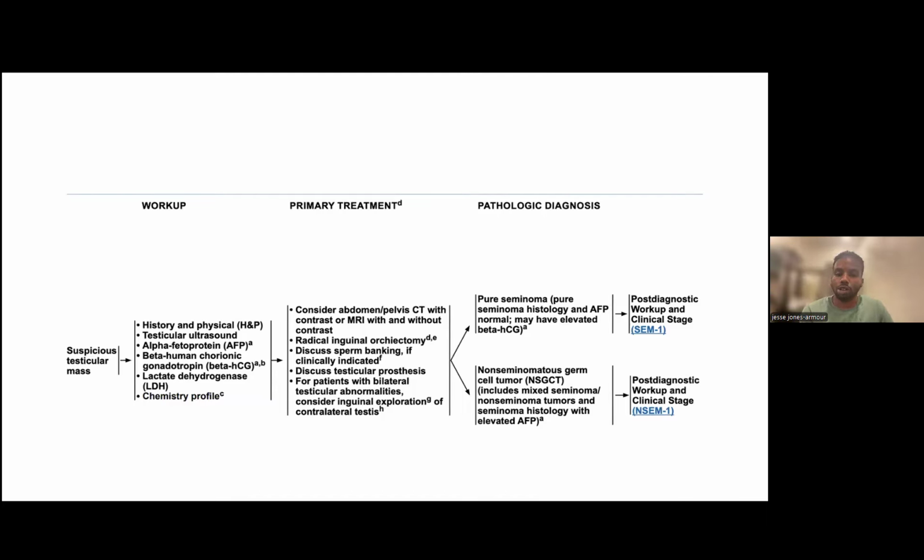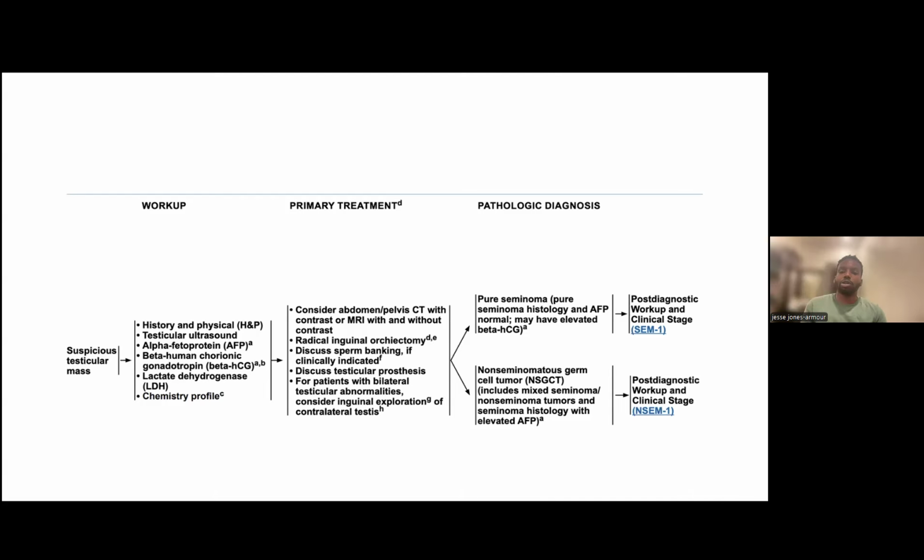You always want to counsel these patients, especially because, as we mentioned before, they're usually in their 30s. It's important to talk about sperm banking with these patients. And then when you remove a testis, there's always a possibility that you could put in a testicular prosthesis. And there may be a need to explore the contralateral testis depending on the patient.